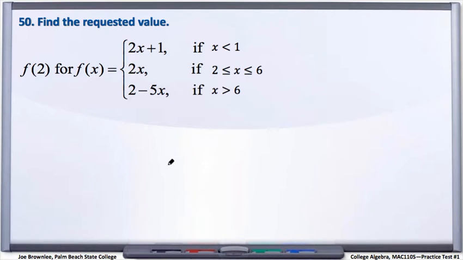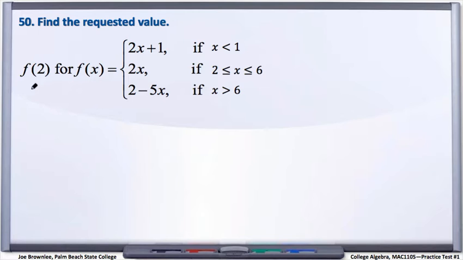All right, find the requested value, number 50. So we've been asked to find f of 2 for the function f of x equals, and again, we have a piecewise function. So we have f of x equals 2x plus 1 if x is less than 1, f of x equals 2 if 2 is less than or equal to x and less than or equal to 6, and lastly, f of x equals 2 minus 5x if x is greater than 6.